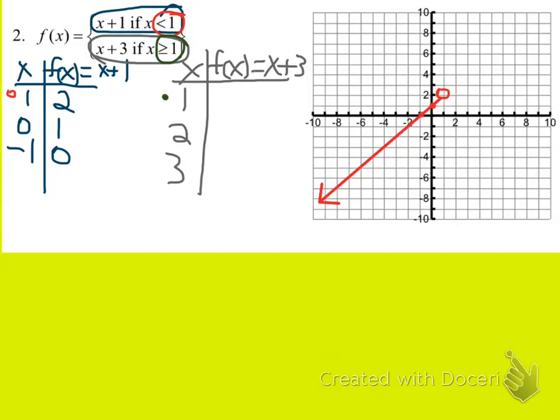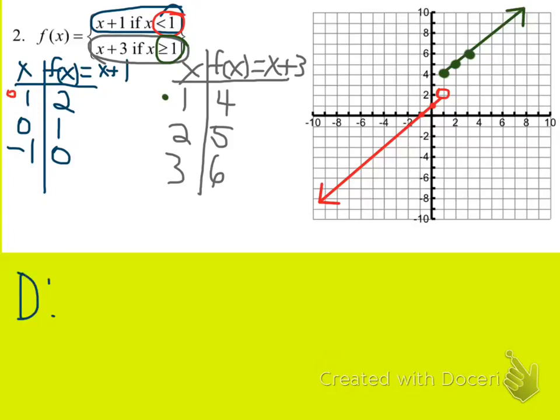Now we can substitute our domain in. 1 plus 3 is 4. 2 plus 3 is 5, and finally 3 plus 3 is 6. So let's put a closed circle on 1, 4. Let's put another dot on 2, 5, and 3, 6, and we'll go ahead and we'll draw that line there. Okay, so there's our piecewise function. Let's do the second part of our goal, which is domain and range.